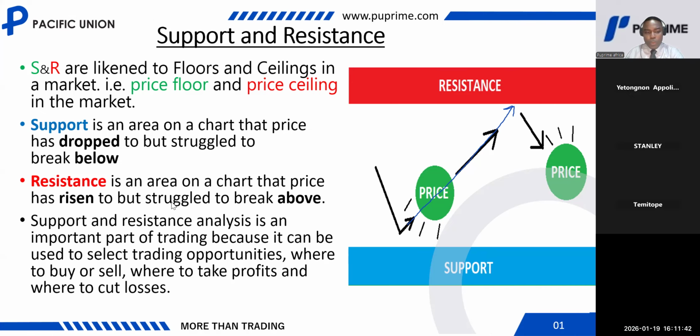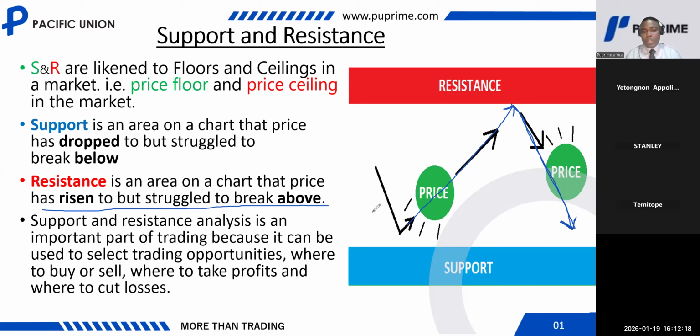All right. So when price hits that overbought level, the next thing we expect is a reversal to the downside. So the resistance represents that overbought region from where we expect a reversal to the downside. That's why we say that the resistance is an area on the chart where price has risen to but struggled to break above. It's like the ceiling in a building. When you throw a ball to hit that ceiling, you expect the ball to reverse to the downside.